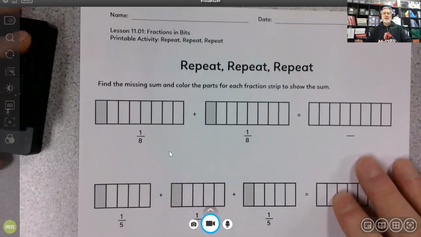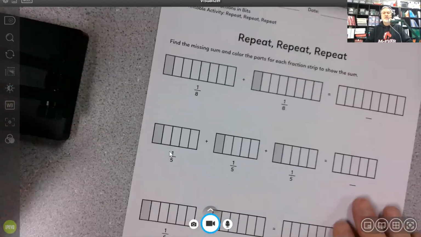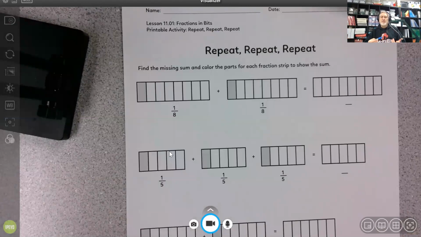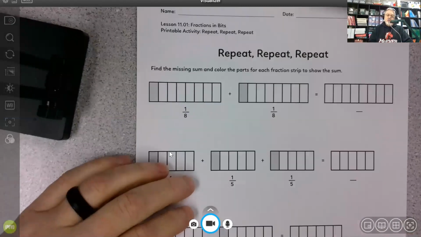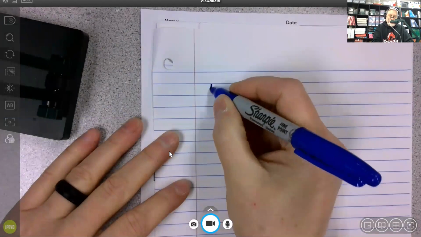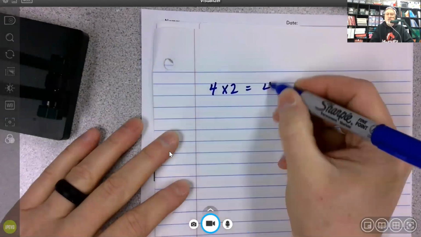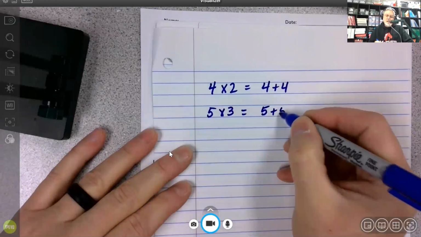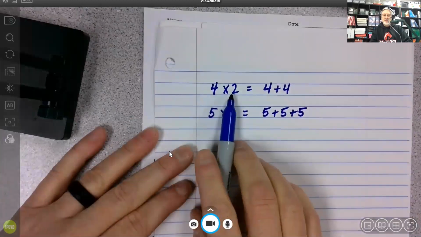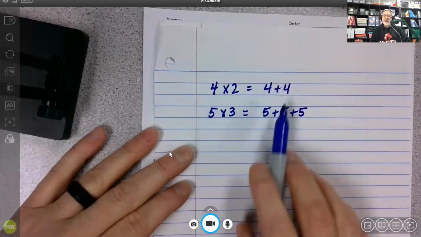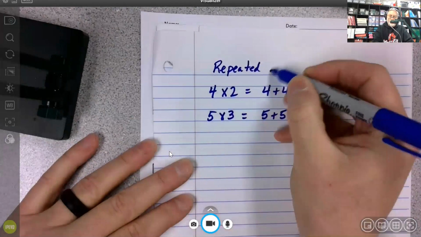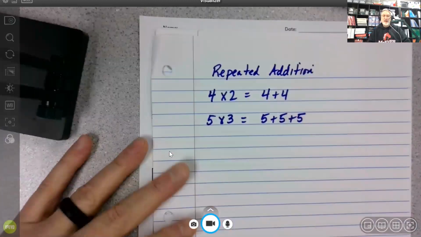This is one of the activities that's in this lesson. It's called repeat, repeat, repeat. And it's talking about how you can use repeated addition when you multiply. And we've already learned this in prior grades, how I could do that. So I could take such a basic math problem as 4 times 2 would equal 4 plus 4, or 5 times 3 would equal 5 plus 5 plus 5. So we would take our first factor and multiply it, and that would equal the number of times that we would add that together. And that's again called repeated addition.